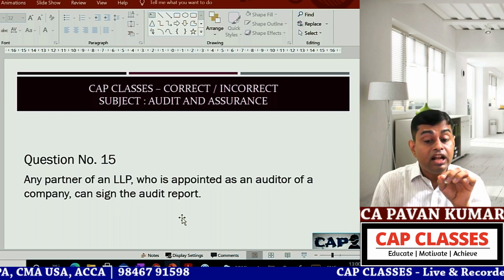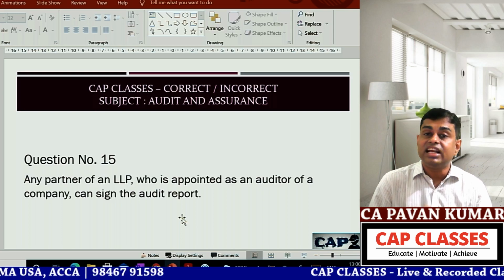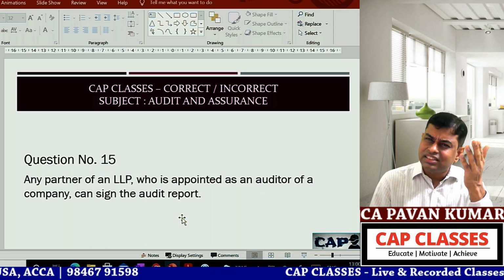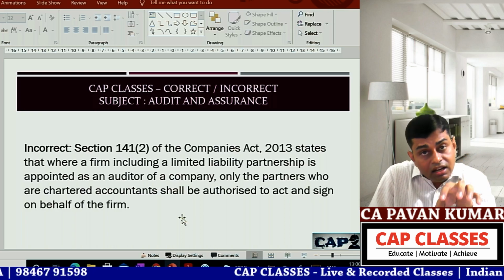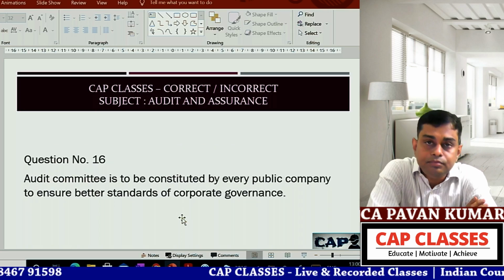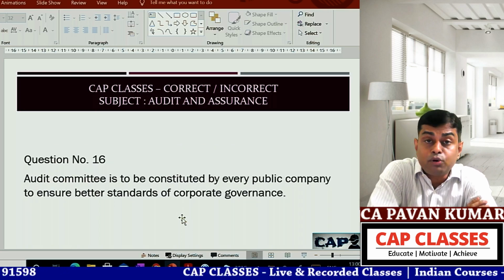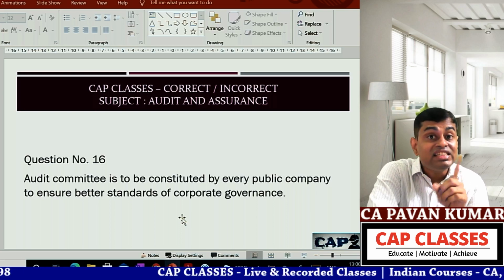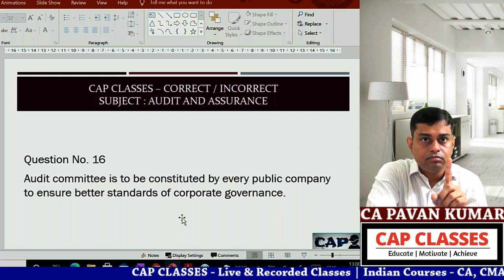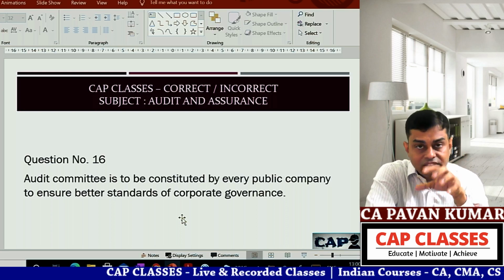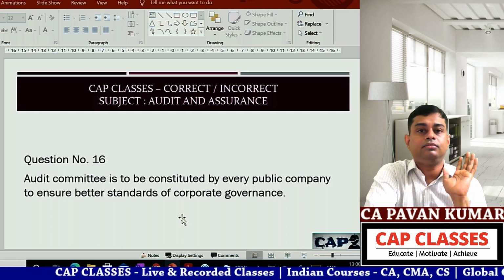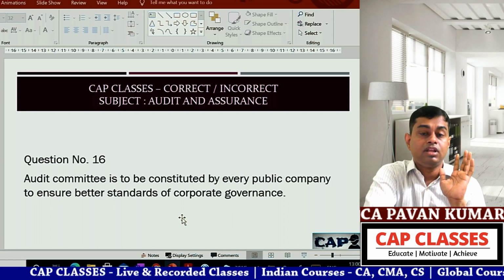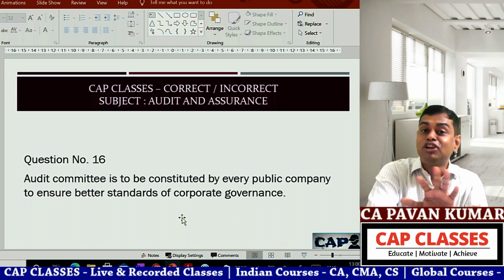Any partner of an LLP who is appointed as auditor of a company can sign the audit report. No, we have seen this in the second or third question itself. Only a chartered accountant who is a partner in that LLP can sign the audit report. And remember, even an employee CA cannot sign. In one LLP, there is one chartered accountant who is an employee. The employee CA also cannot sign. A partner other than a CA also cannot sign.